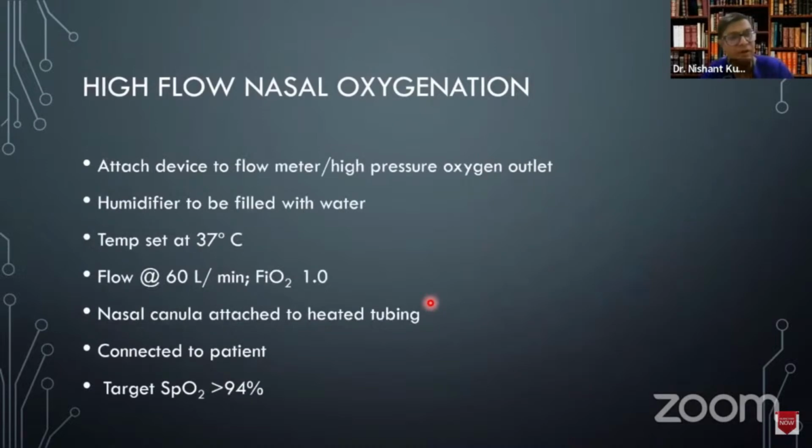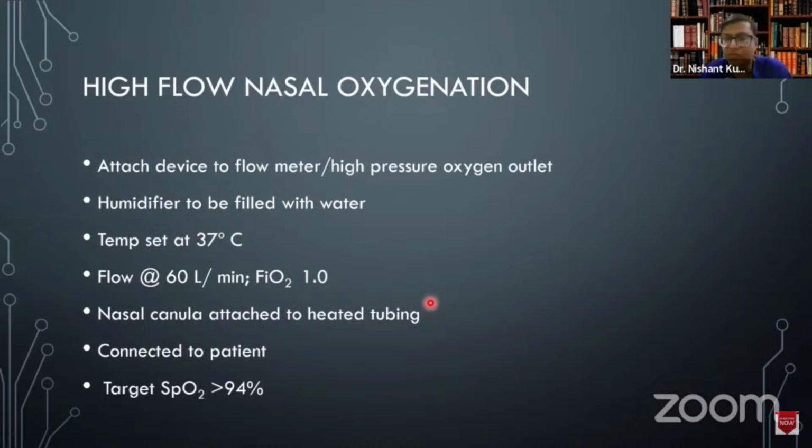So how do you use it? You attach the device to the flow meter, high pressure oxygen outlet. Humidifier is filled with water. Temperature is usually set at 37 degrees centigrade. It can be set higher or lower. It has a gradation from 34 to 42 degrees centigrade, depending on the patient comfort.